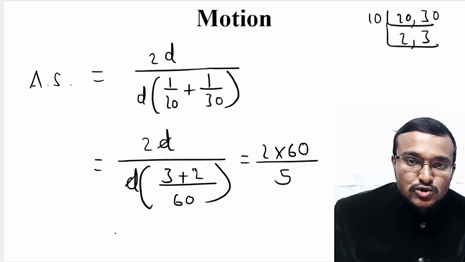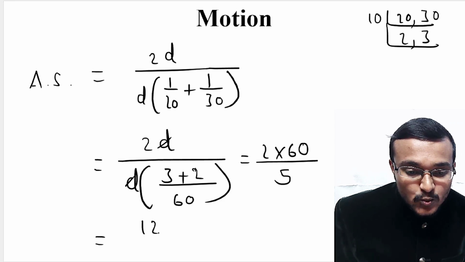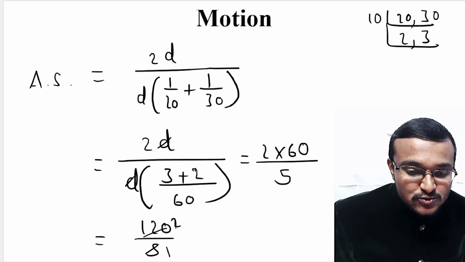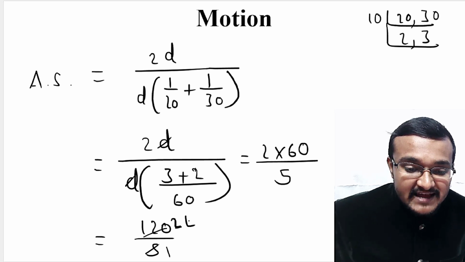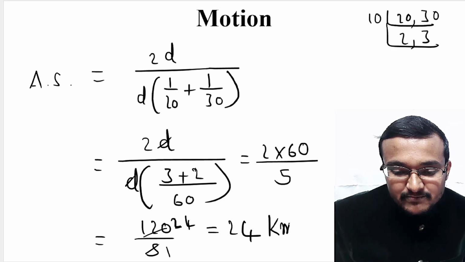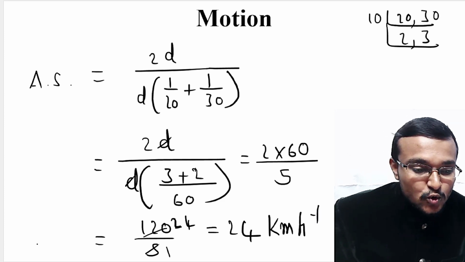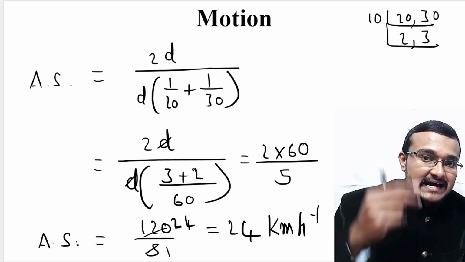So now 60 into 2 is 120. So 120 divided by 5. Here 5 ones are 5, 5 twos are 10, so 2 will be remaining. 20 is there, 5 fours are 20. So 24 kilometer per hour is the total average speed when you incorporate both average speed 1 and average speed 2.